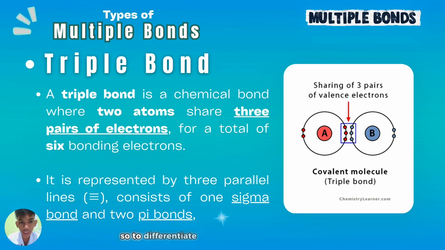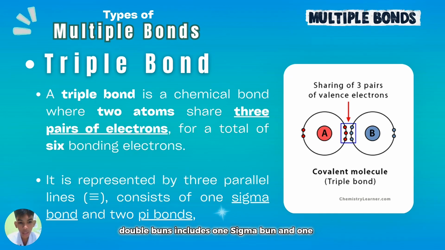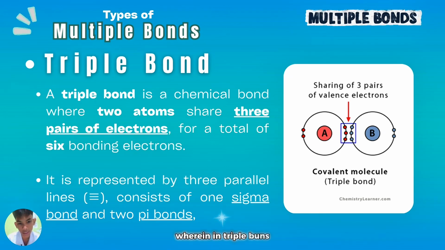To differentiate a triple bond from a double bond in terms of representation and composition, double bonds include 1 sigma bond and 1 pi bond, whereas triple bonds consist of 1 sigma bond and 2 pi bonds. And in terms of representation, double bonds are represented by 2 parallel lines, and triple bonds are represented by 3 parallel lines.